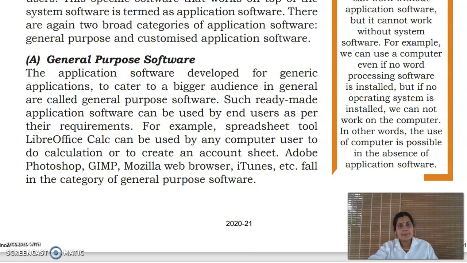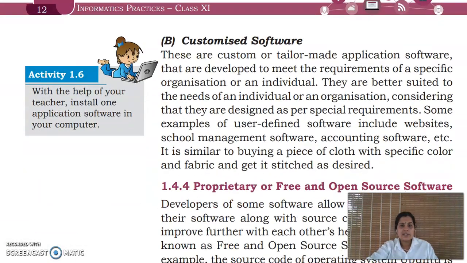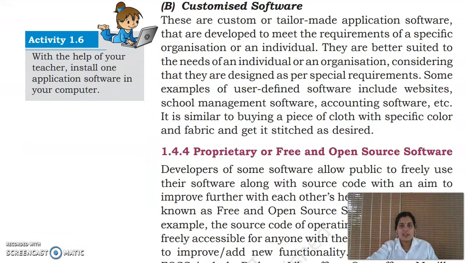Examples of general purpose software are Adobe Photoshop, Adobe Reader, MS Word, Excel, then our Google Chrome and Mozilla Firefox. These all are examples of general purpose software. That is the first classification of application software. The next classification is customized software.